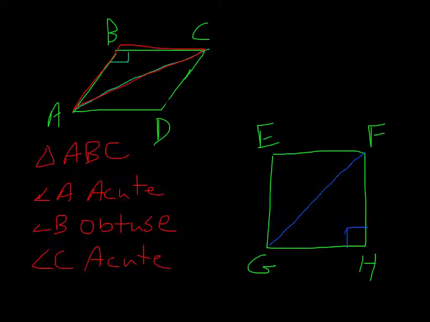So I could then label this as triangle FHG. I could say triangle FHG is right, because it would be a right triangle.